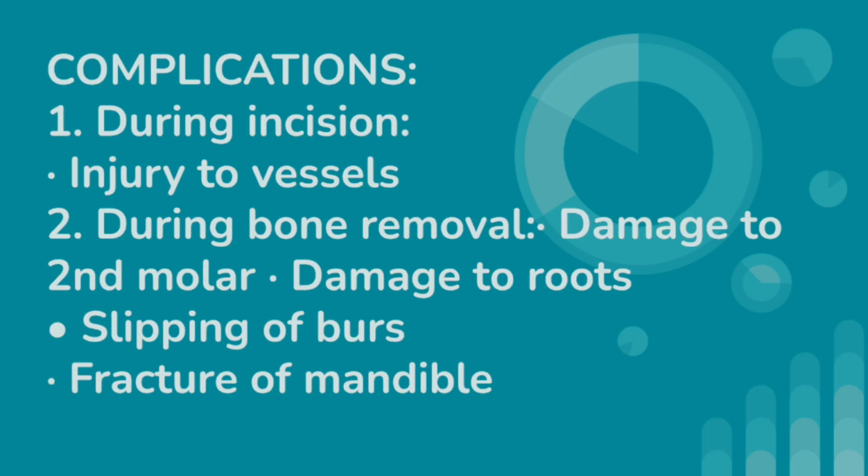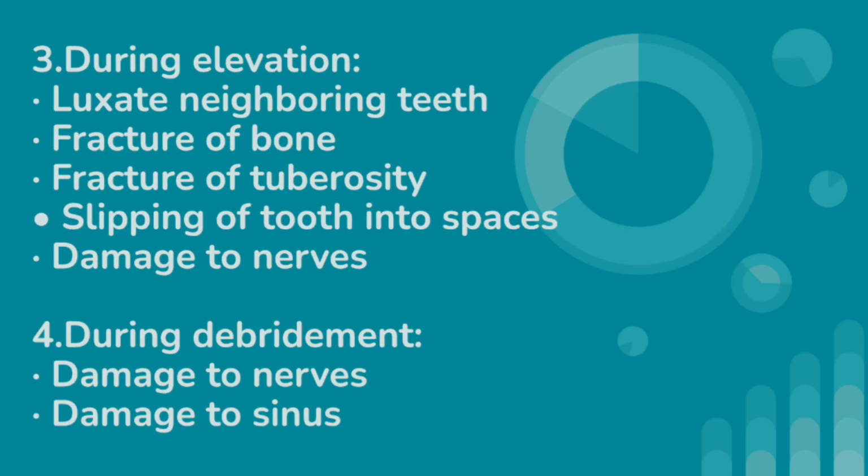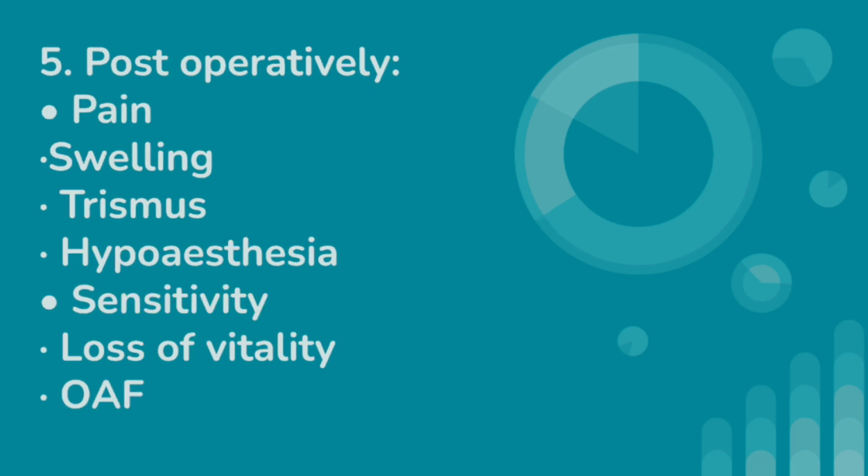What are the complications you can get in this? During incision, nerve injury and injury to the vessels can be seen. Then during bone removal, damage to the second molar or root. Slip of the burr; if the burr slips, it can cause fracture of the mandible. During luxation and elevation, you may fracture the bone or the tuberosity, or split the bone into the spaces. During debridement, damage to the nerve, or damage to the sinus can occur.